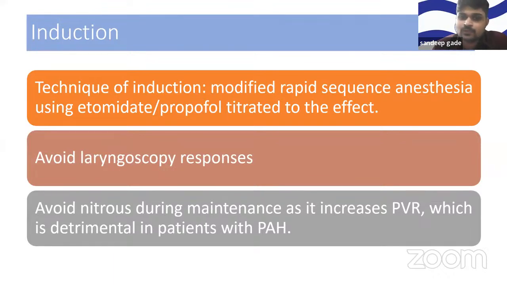Avoid laryngoscopy response to intubation. Keep short-acting beta blockers like esmolol or xylocard 2% IV preparation ready to blunt the hemodynamic responses. Avoid nitrous oxide during maintenance as it can increase pulmonary vascular resistance, which is detrimental in patients with pulmonary artery hypertension.